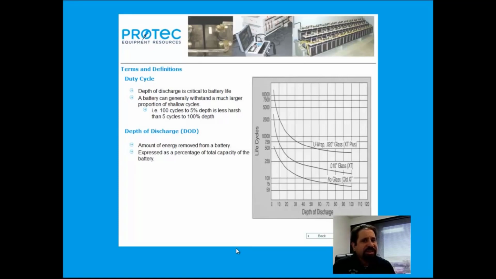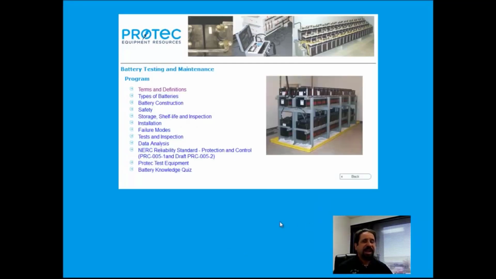Therefore, the depth of discharge is the amount of energy that is removed from a battery, and it is expressed as a percentage of the total capacity of the battery. And that concludes the terms and definitions portion of the presentation.